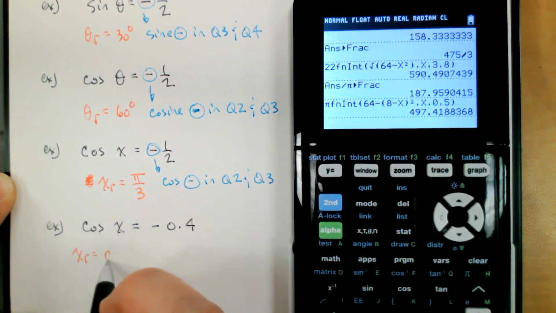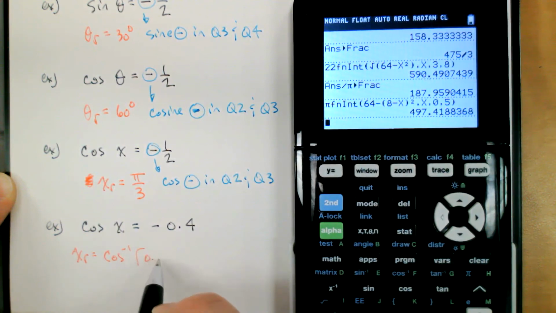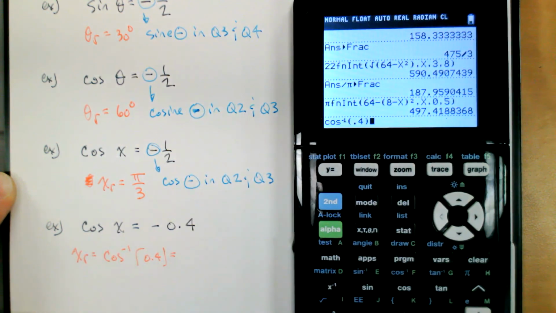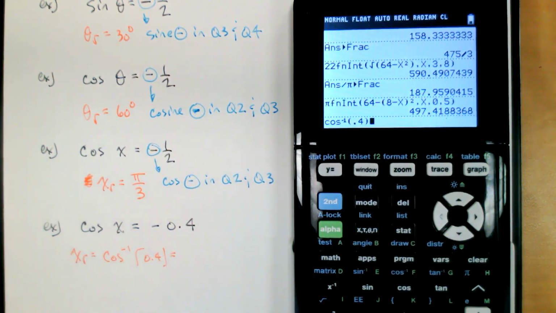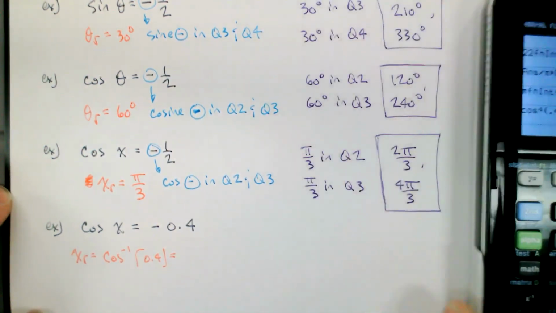with an inverse trig function, cosine inverse. Now I'm only concerned about the 0.4 because I'm just going for the reference angle. So cosine inverse of 0.4. I don't worry about the negative because I'm trying to get a reference angle. And it looks like cosine inverse of 0.4 is 1.159. Let's go to 4 significant figures.